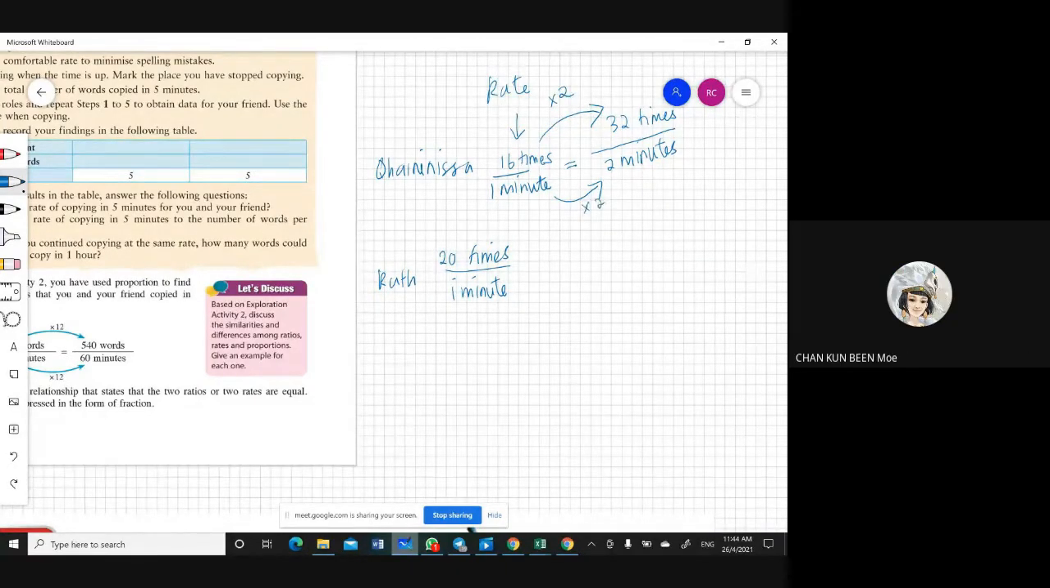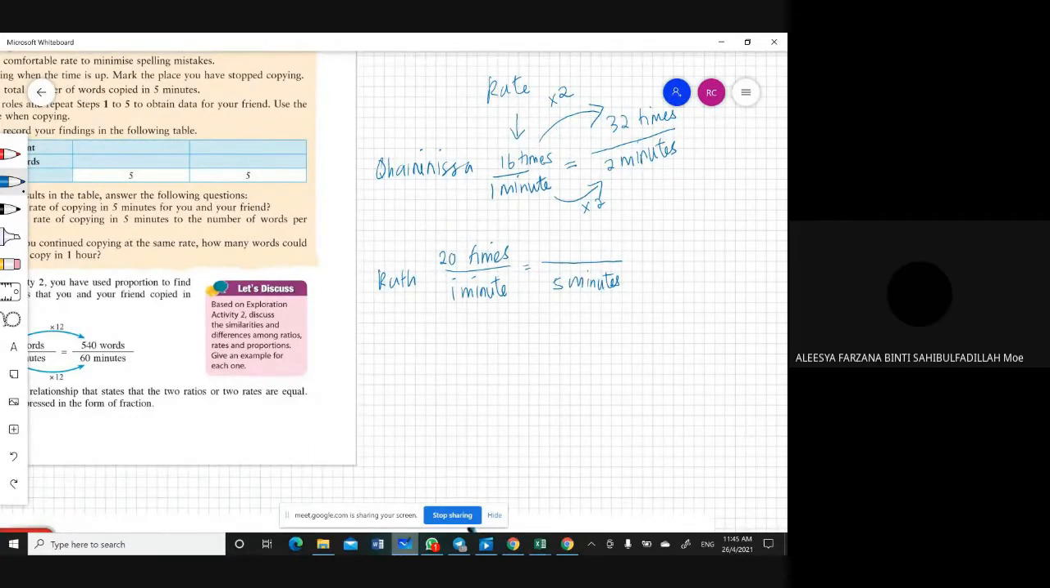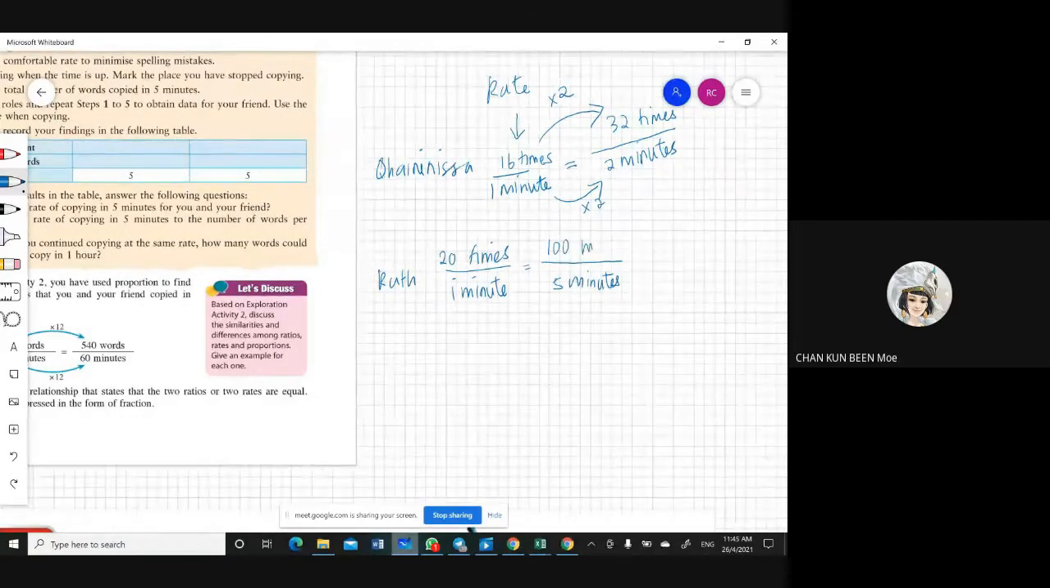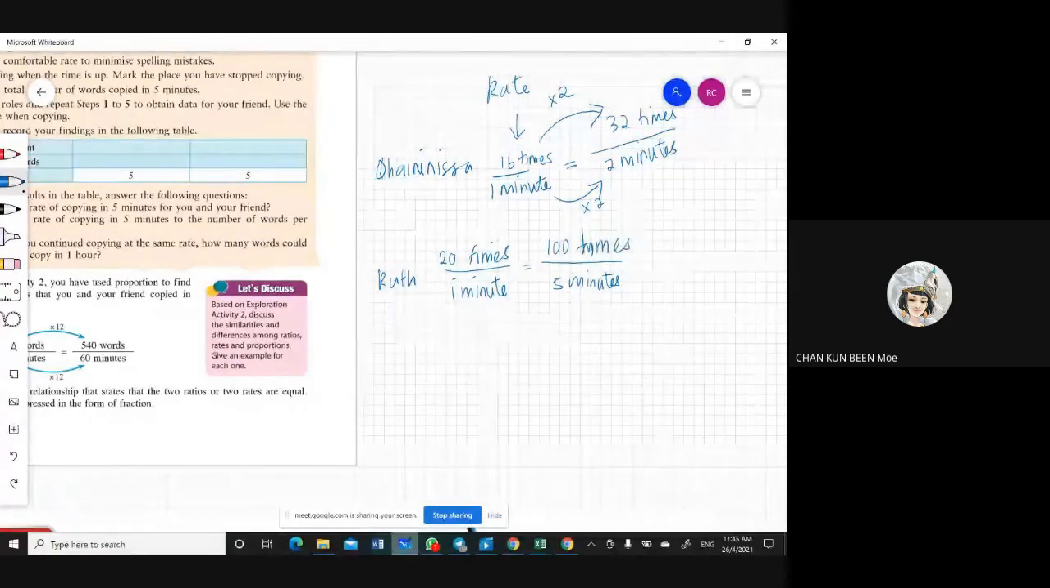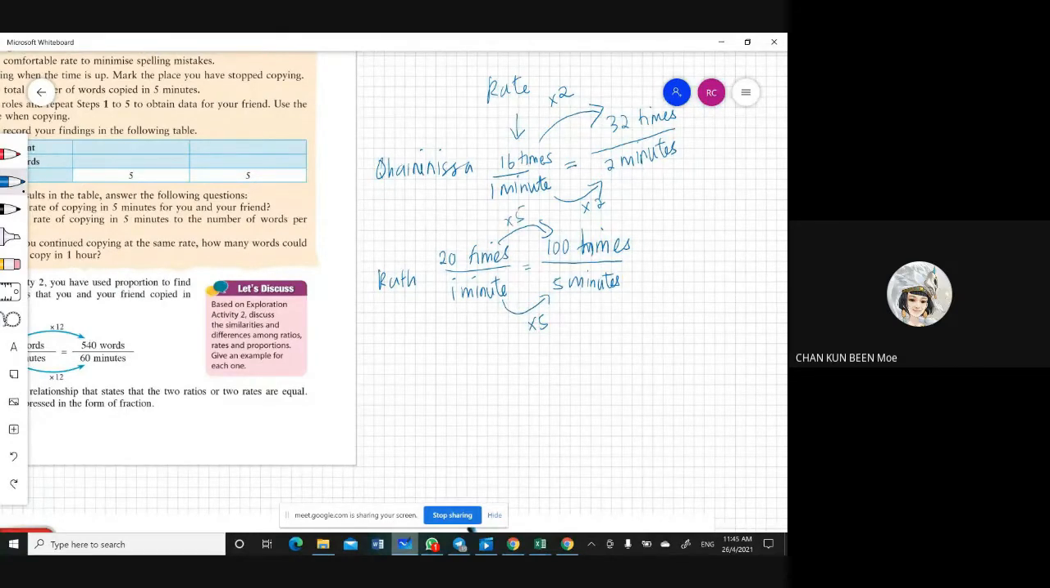Now we look at Ruth's answer. Ruth said she can skip 20 times in 1 minute. What if I want to find out in 5 minutes how much she can skip? 100. Very good. She can skip 100 times. So you all can get the answer easily, right? Because you multiply by the same number on top and below.